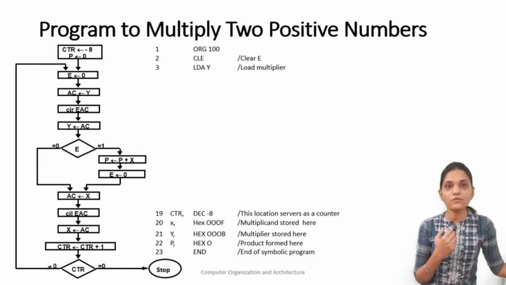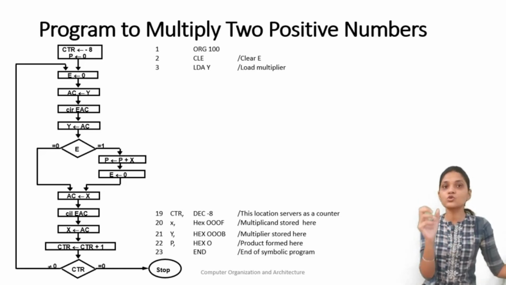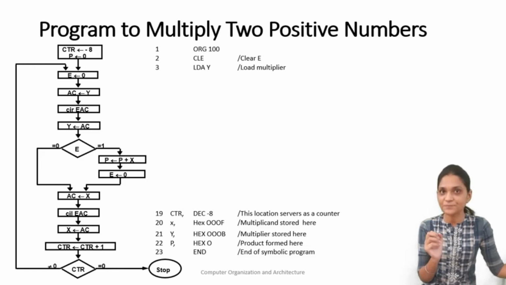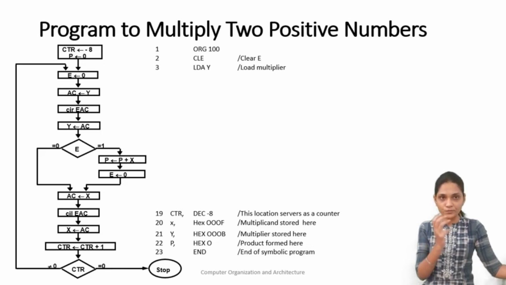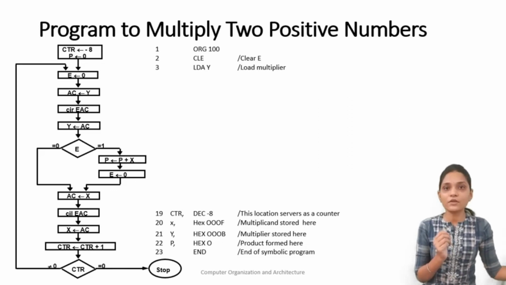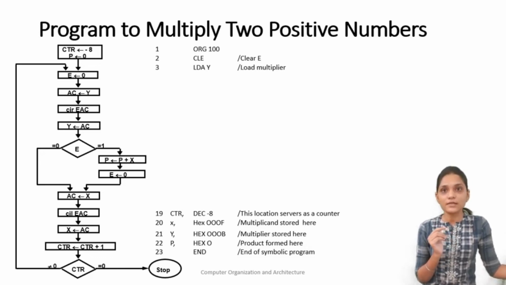After this storing, we are going to start with location 100. That means we have started storing our instructions from location 100, that is location 100, 101, 102, 103 and so on. But here we have given 1, 2, 3 for the sequence purpose only. First we will need to clear the E flag, then load the Y number into the accumulator. For clearing the E flag, we have the instruction CLE. For loading the content from the Y location to the accumulator, we have the instruction LDA.